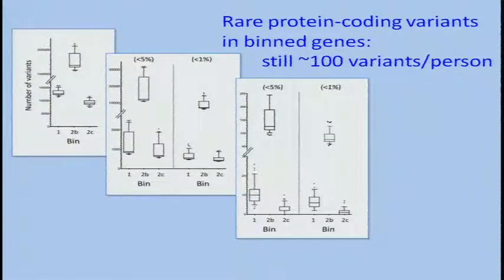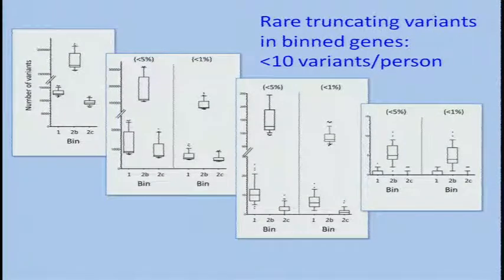So we then looked at what if you just took the protein coding variants in those same allele frequency categories. And again, this includes missense, truncating, frameshift, nonsense, splice site. You still have way too many variants per person, over 100 variants per person at the 5% allele frequency. So clearly, most of these must just be very innocuous, benign types of things. Now, if we just looked at the rare truncating variants, so these would be the frameshift, nonsense, splice site, we get down to a tractable number. These people now have less than 10 variants per person. These are the numbers that a human could then look at and say, what does that truncating mutation look like it does?